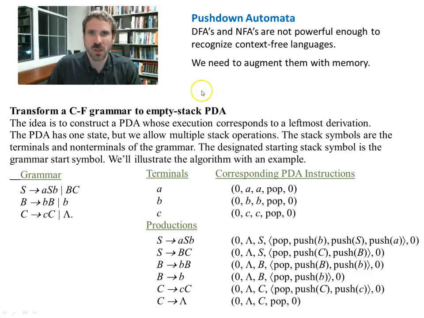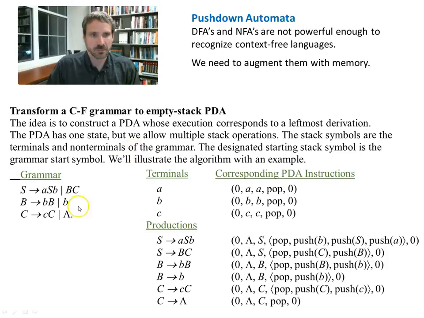Okay, this is our last video on pushdown automata. And now we're going to go grammar to PDA. So this is the same sort of process that we did with the NFAs and the DFAs. We took languages and grammars and the machines, and we were able to go from any one to any one. So now we're going to repeat the process here. We're going to go from a context-free grammar, CF grammar, to an empty stack PDA.